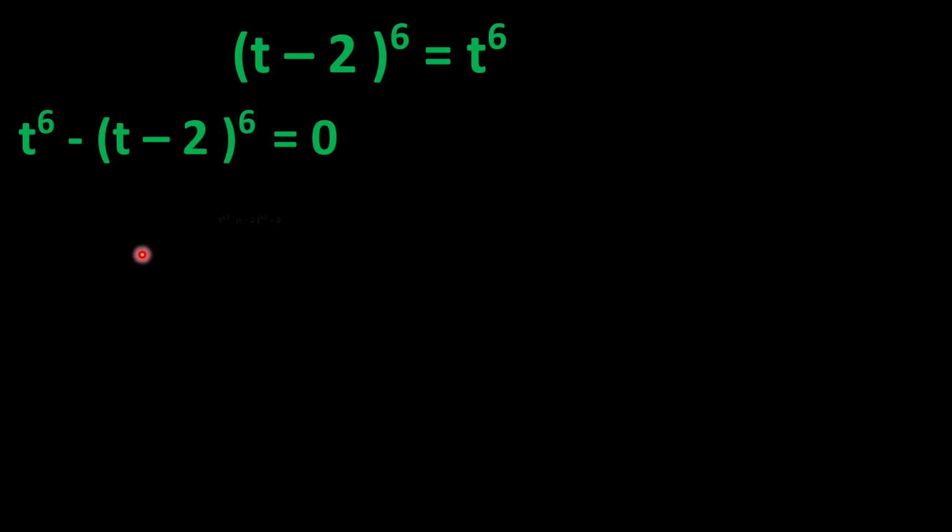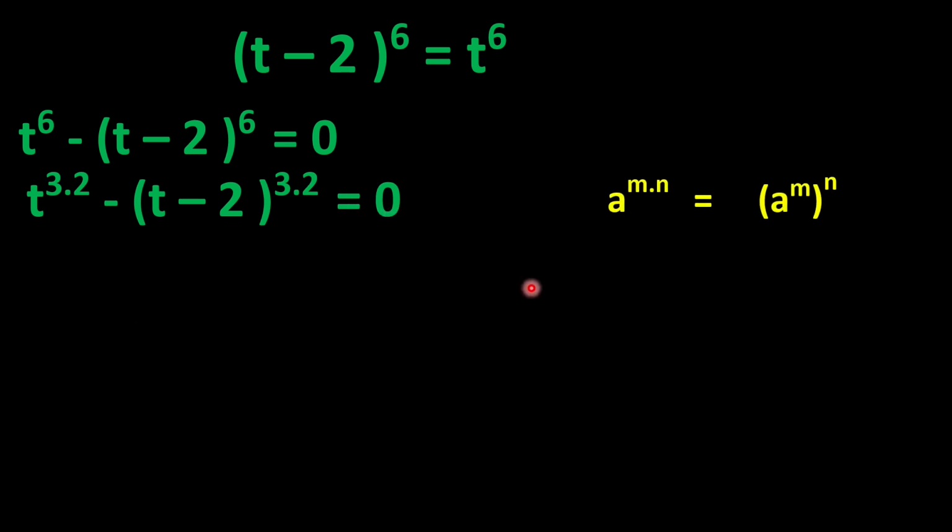And now we can write this equation as t power 3 into 2. Why? Because we split this 6 into 3 into 2, and similarly we did the same action over here, which is equal to 0. Now according to the exponent rule, if we have a power m into n, this is equal to a power m power n. This is called the power of power rule.